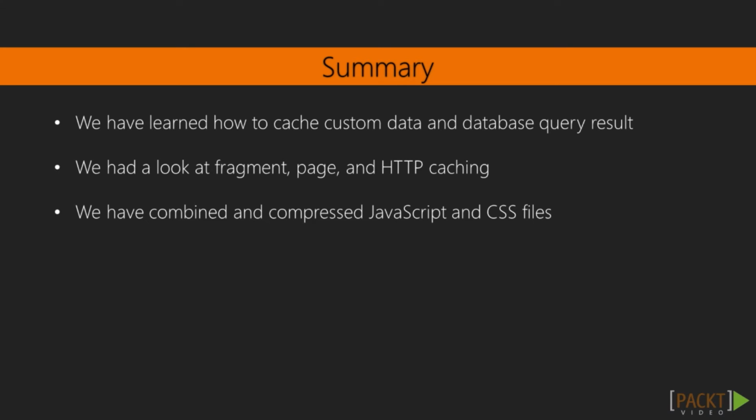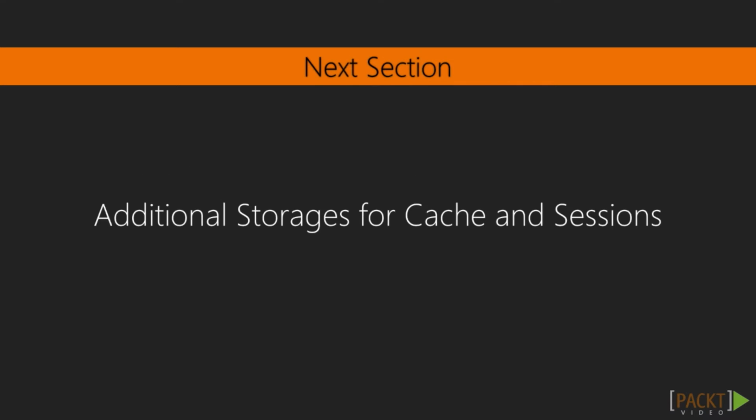In this section, we worked on the Cache System, one of the most important systems for a high-loaded web application. We cached custom data, DB query results, HTML fragments, entire HTML pages, and HTTP requests. We also combined and compressed JS and CSS files and used them in our web application. In the next section, we will learn additional storages for cache and sessions. Thank you, and see you next time.